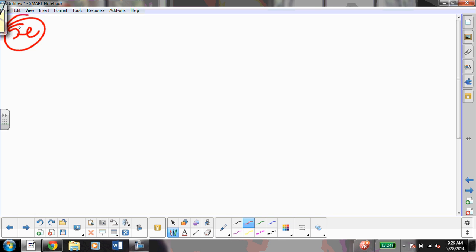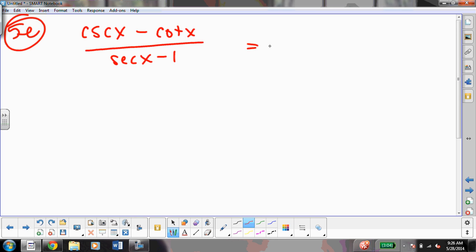5e. I have the cosecant of x minus the cotangent of x over secant of x minus 1 equals the cotangent of x. I don't see any identities right away, so the first thing I'm going to do is just change everything into sines and cosines and see if anything jumps out at me.